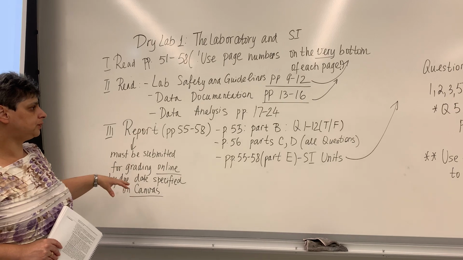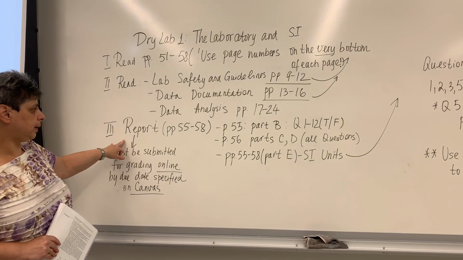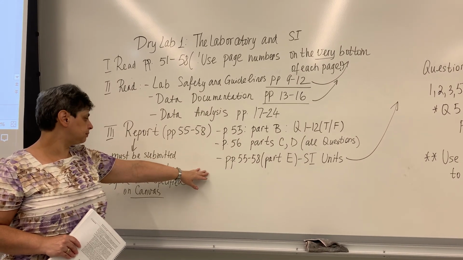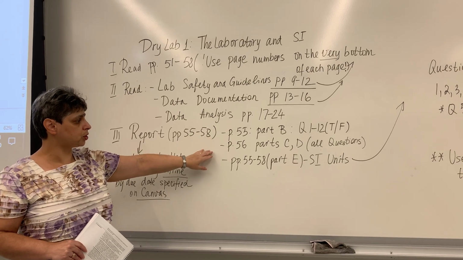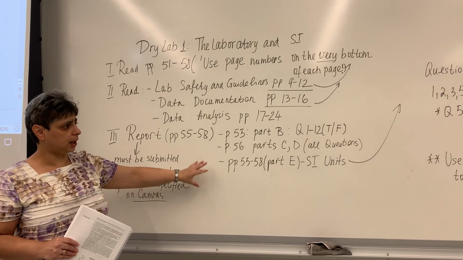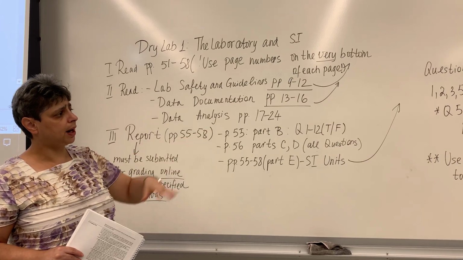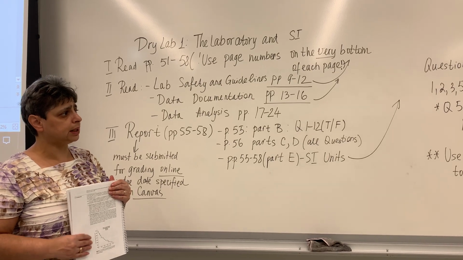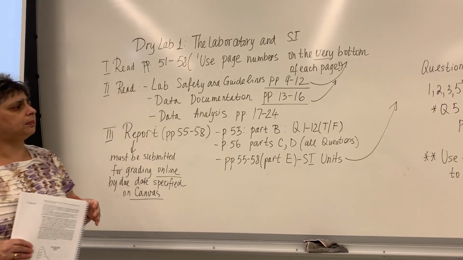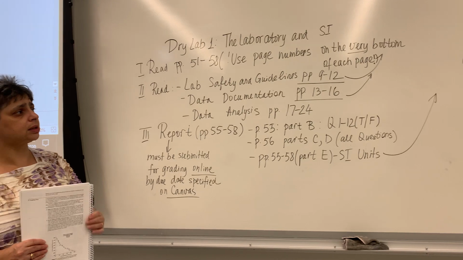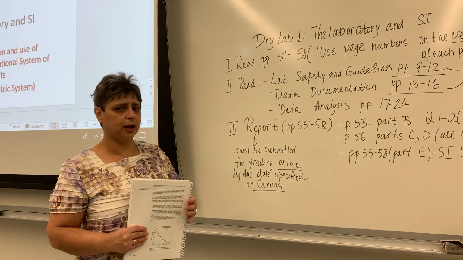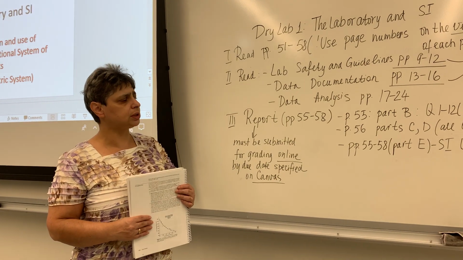You will also have to submit a report for Dry Lab 1, on pages 55 through 58. This basically breaks it down, explaining which portions of the report on each page you're supposed to complete. I will come back to this and we'll talk a little more about part E, which has to do with the actual problems or unit conversions that you'll have to master. I'd like to point out there will be a quiz the following week after you complete all this, to make sure you are well versed in unit conversions.